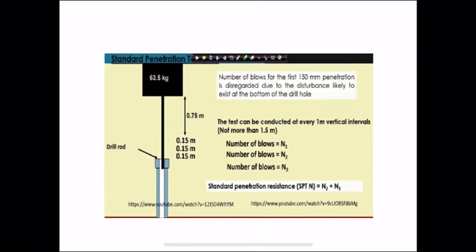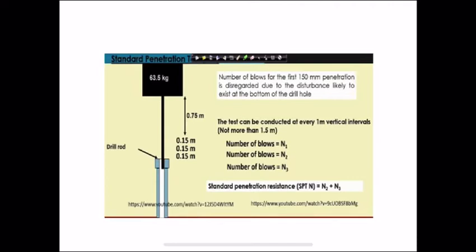Here a borehole is required. In the borehole we place a split spoon sampler tube, and with the drill rod we apply hammer blows on the sampler tube, penetrating it into the soil. Then we count the number of blows required for each 150 mm penetration. We neglect the first one and consider the second and third.